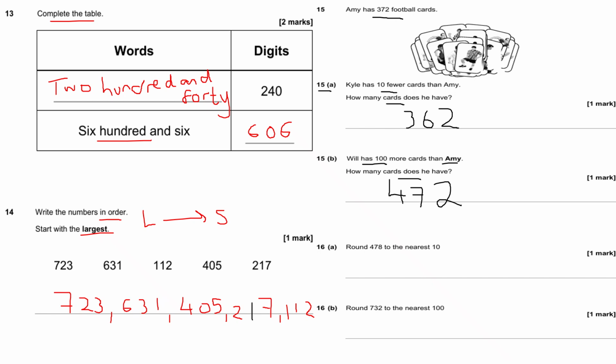Question 16A, round 478 to the nearest 10. That'll be 480. Because 78 is closer to 80 than it is to 70. Okay, it's 2 away from 80, but it's 8 away from 70. So because 8 is 5 or more, we round it up to the nearest 10. Next up, round 732 to the nearest 100, that'll be 700. Okay, so look at my hundreds column, which is 7. Look at the number next to it, that's going to be a 3. Because it's 4 or less, we round down to the nearest 100, which is 700.